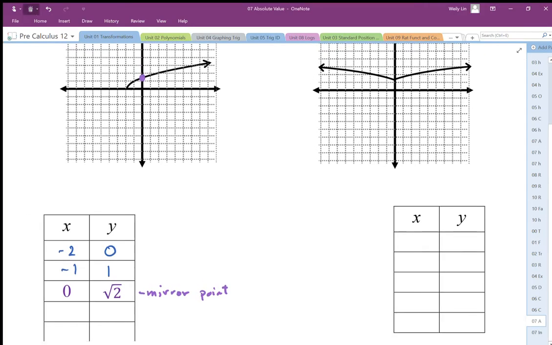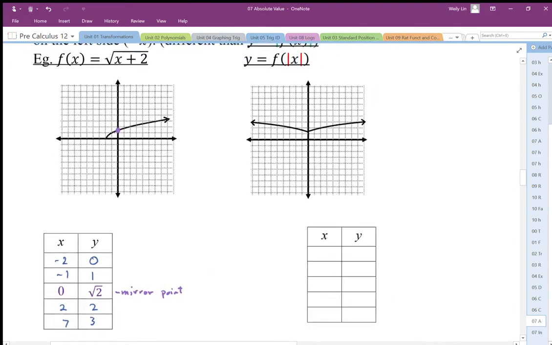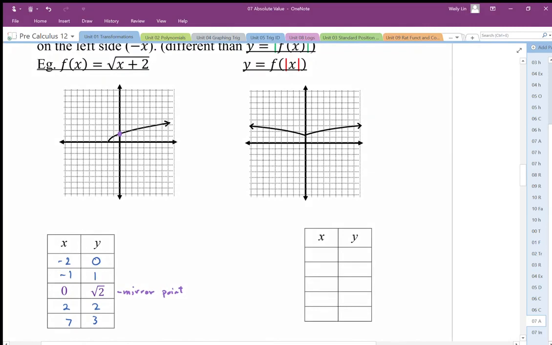So plugging in the rest of these coordinates here, I'm going to have 2 and 2, and it looks like it's 7 and 3. So there it is. Those are my coordinates. Then I want to know, how do I undo this? First of all, nothing's going to change on the y, so we're not going to really worry about the y. But what's happening on the x? There's only one transformation that's happening, and that's the absolute value. So we're just going to focus on what the absolute value does.